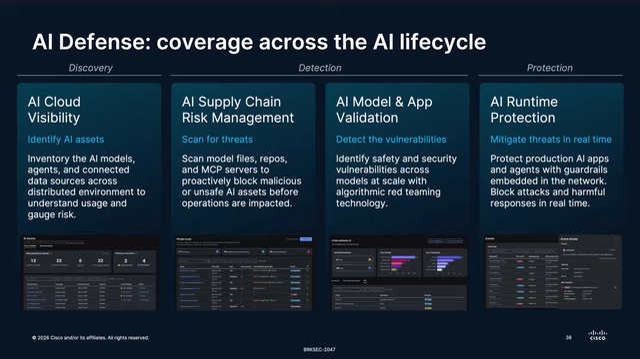So we scan all these assets as they're coming into the environment and ensure that they're structured the right way. For example, a model shouldn't be making a network call somewhere. If we see that, that's something that we flag in the supply chain.